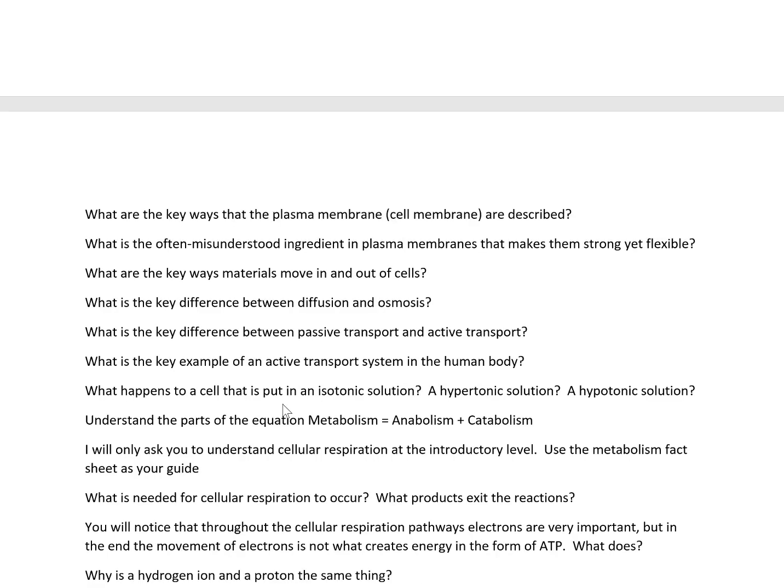What are the key ways the plasma membrane or cell membrane are described? You're going to hear it called the phospholipid bilayer, and you can see the pictures of it and watch the videos about it. It's a bilayer, a double layer of phospholipids, which have a phosphate head and two lipid tails on each of the phospholipids. That's the basic shape.